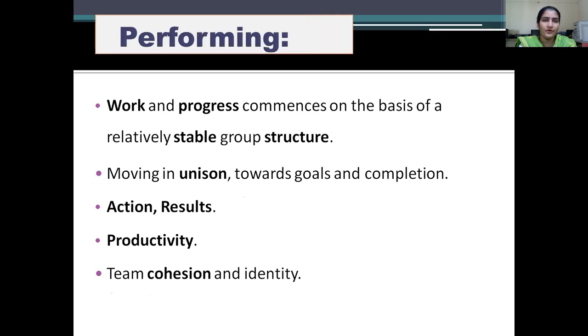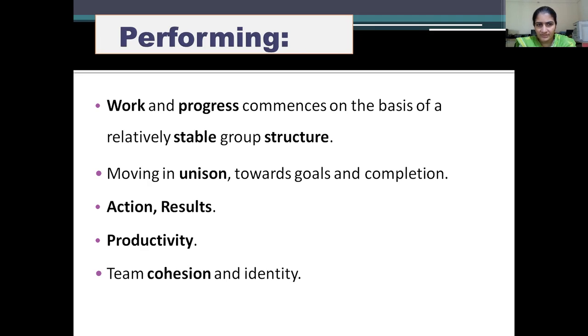And then comes the performing stage. So what is this performing stage? Here the group members would be working and they would be action oriented at this stage to achieve their common goal. Work and progress commence on the basis of a relatively stable group structure. As in the previous stage, the group structure would be framed. Based on that group structure, the work will take place and progress commences. So here, moving in unison towards goals and completion.